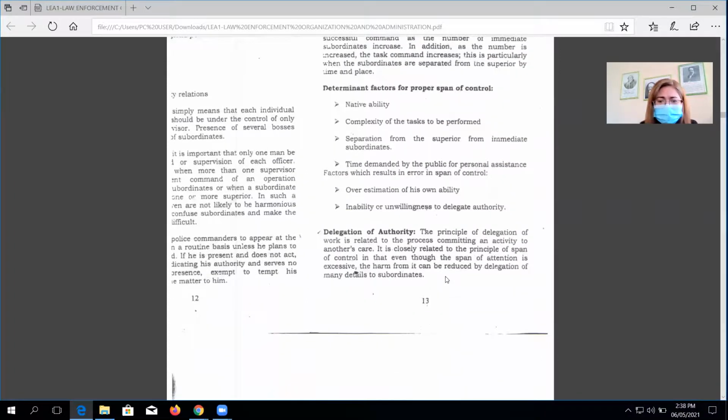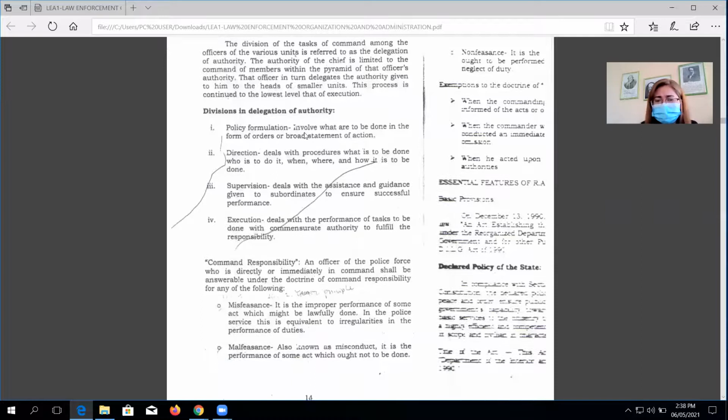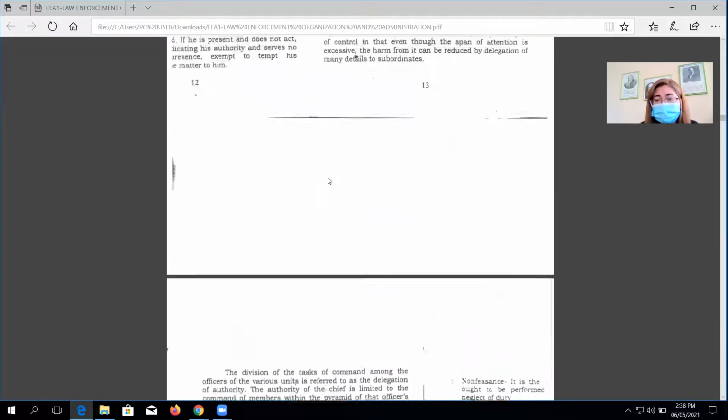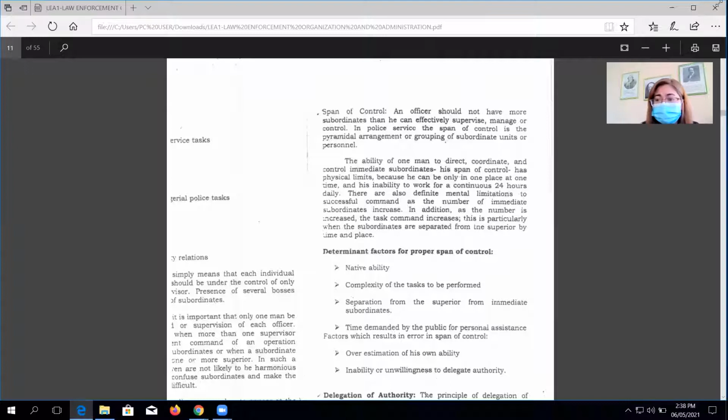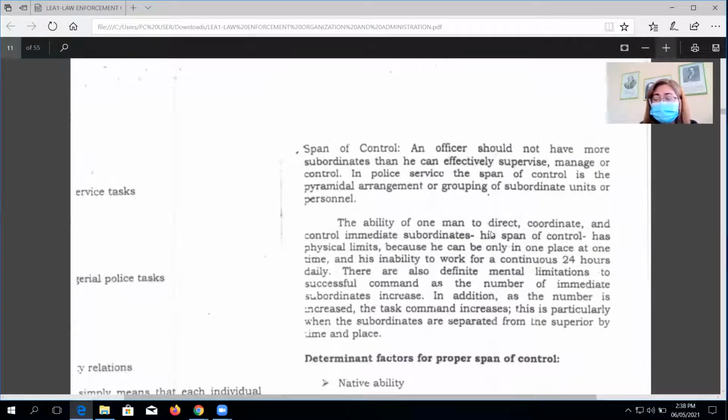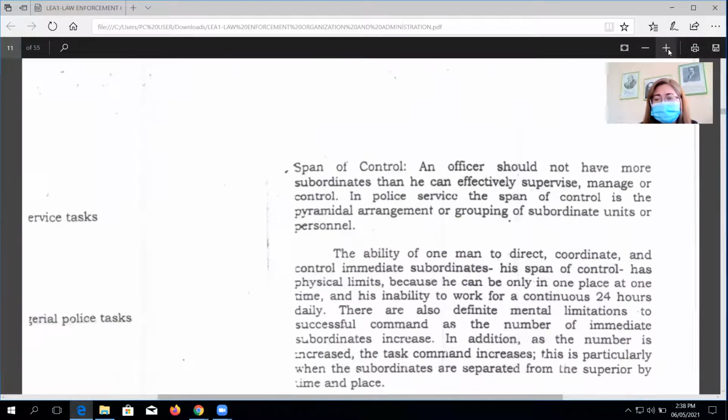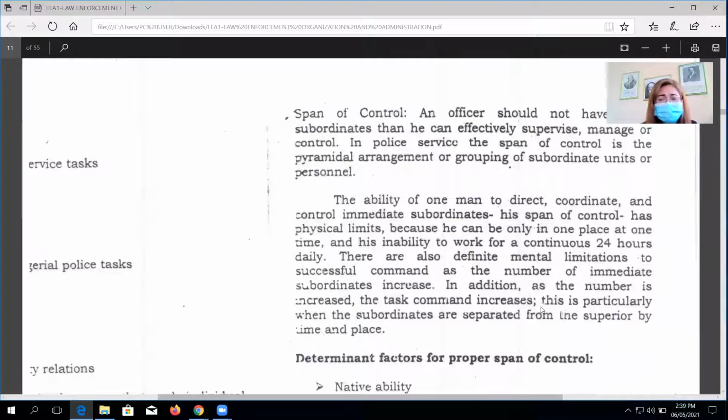Now let's focus on the various divisions in the delegation of authority. As I mentioned during our discussion, your span of control, the ability of the officer to supervise and take charge, and delegation of authority are like couples. So once a certain task is no longer within your capability to control and supervise, as a good leader or supervisor, it is imperative on your part to delegate the job. When you delegate, it's not only the job that you're delegating, but the authority as well. Remember that delegation of authority and span of control are like couples.